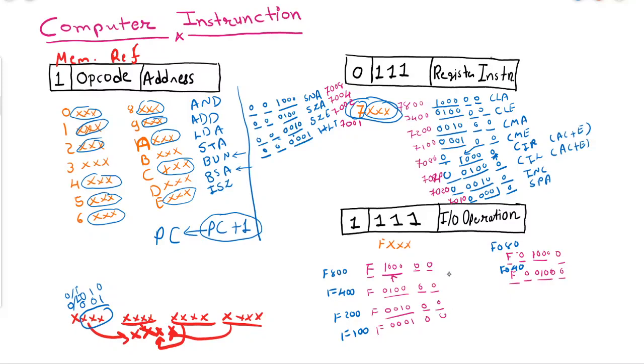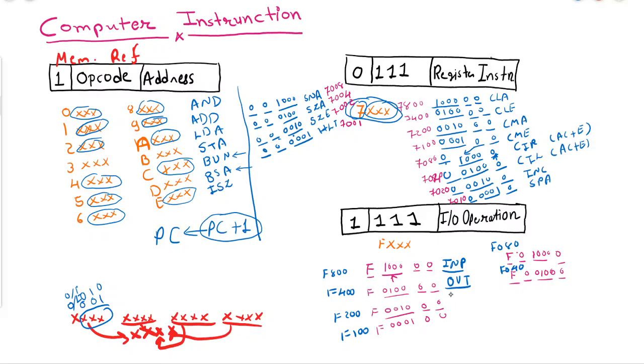The meaning of the first is INP, meaning whenever this instruction is executed, the accumulator will try to read the input register and transfer the 8 bits from the input register into the accumulator. Next is F400. The meaning of this is OUT. OUT means it will send the 8 bits to the output register, and from the output register it will be sent to the output device.